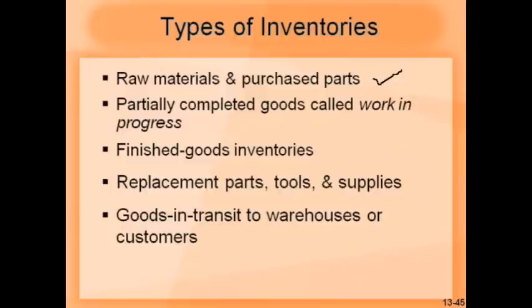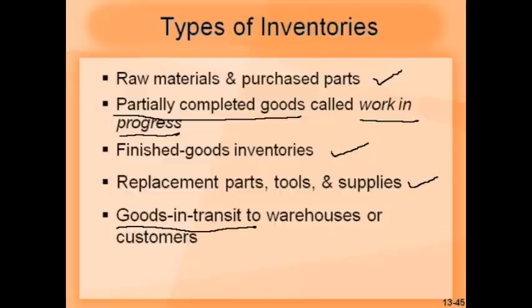So that's one type. And then within the company, you have partially completed goods. So maybe an item needs 5 different operations. If it has gone through maybe the first and second operation, and 3 more operations are needed, then if it is stored somewhere before it moves to the next station, it is called work in progress. And when all the operations required on a product are completed, then we have finished goods inventories. There are also inventories for replacement parts, tools, and other supplies which are used during manufacturing. And then there will be some inventories where you have goods in transit, so they are moving from one place to another, going to the customers.